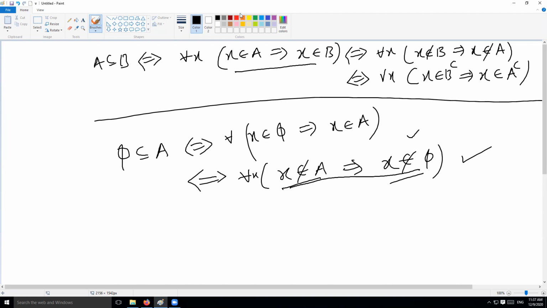Do you agree that this implication is true? That any x that is not in A is also not going to be in the empty set. Yes, sir. So if this implication is true, then this is true. And if this is true, then this is true. There you go. You have proved that phi is a subset of A.